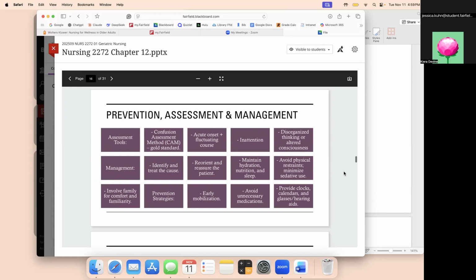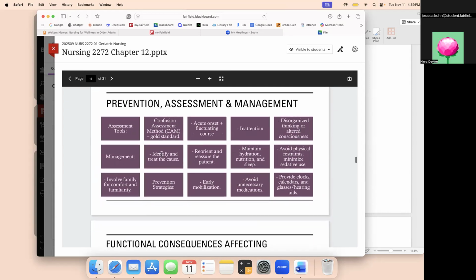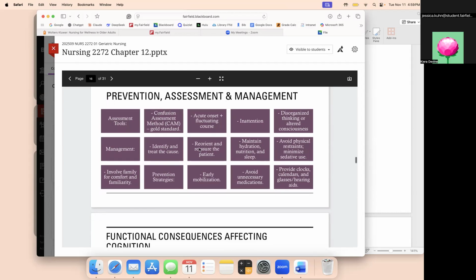It seems organized in a weird way, but I think paying attention to these top ones here is important: assessment tools, this CAM. She loves the CAM thing. She constantly refers to the CAM. The management: we're going to identify the cause, reorient, avoid the restraints.